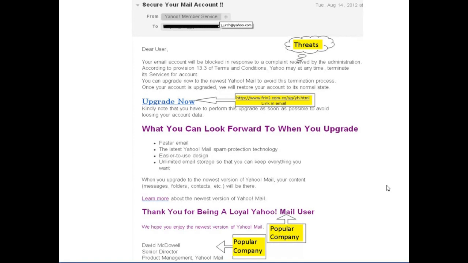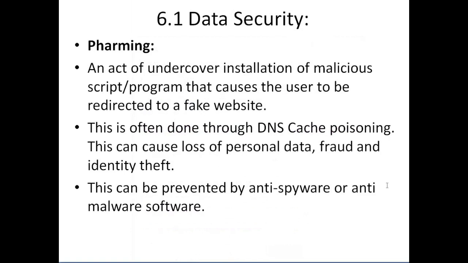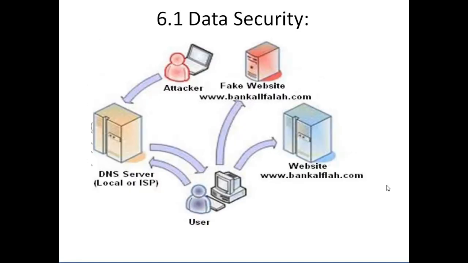to verify their authenticity. Next thing we have is pharming, an act of undercover installation of a malicious script or program that causes the user to be redirected to a fake website. This is often done through DNS cache poisoning. This can cause loss of personal data, fraud, and identity theft. This can be prevented by anti-spyware software or by installing anti-malware software on your system.